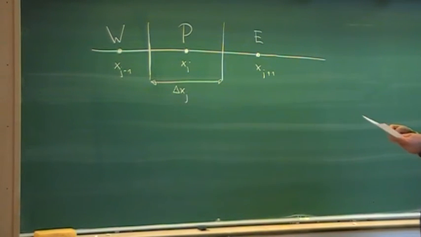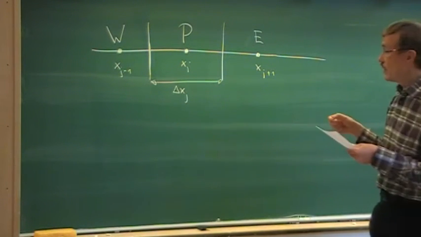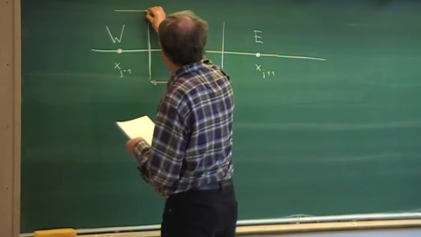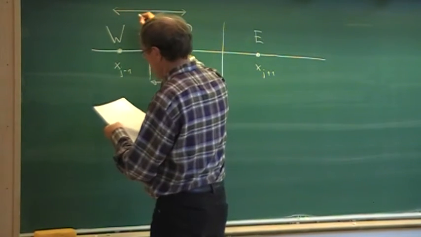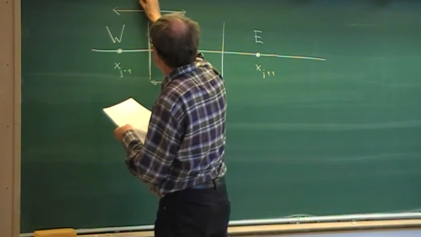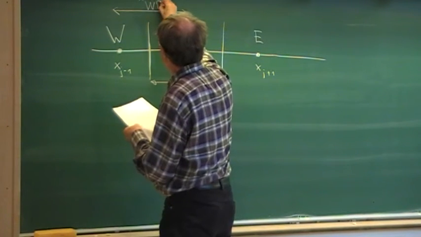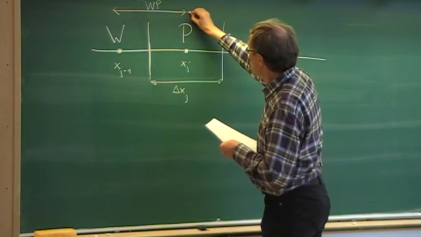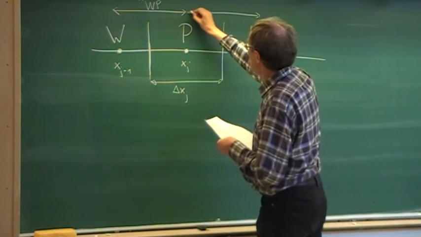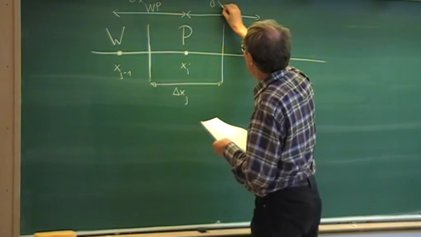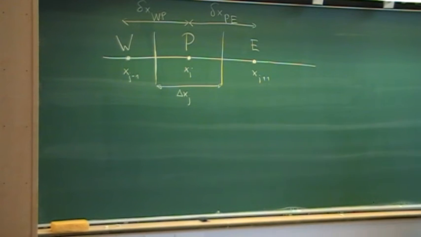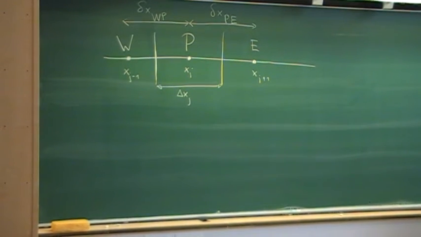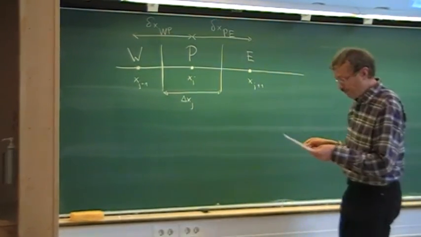We shall also sometimes need the distances between the nodes. For example, the distance between node P and node W is sometimes denoted by delta x from W to P, or the distance between the node P and the node E, sometimes denoted by delta x PE. So you see what is. And then we can now define the control volume omega p.